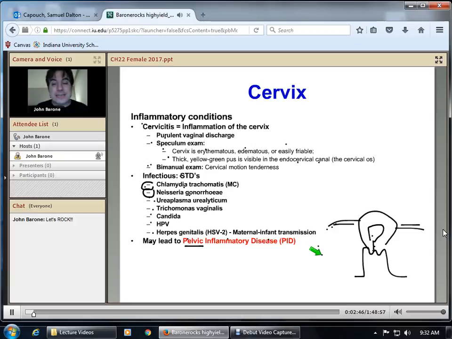Then the next thing that's going to happen is it's going to go from the fallopian tube into the pelvic cavity. Now we're going to get peritonitis. So this is called pelvic inflammatory disease. Starts with cervicitis. It becomes pelvic when it goes up and you get endometritis, salpingitis, and then peritonitis.